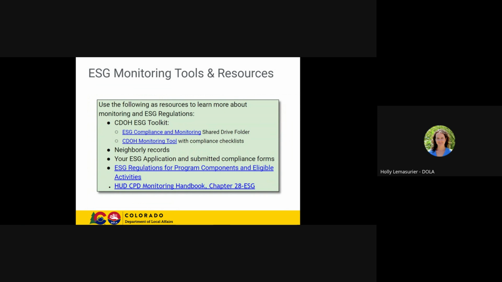And finally, the official HUD monitoring handbook is also linked here. Chapter 28 covers ESG, but it's essentially the federal regulations where we draw our monitoring process and procedures from. But if you want to look at that, it is also available to you online with HUD.